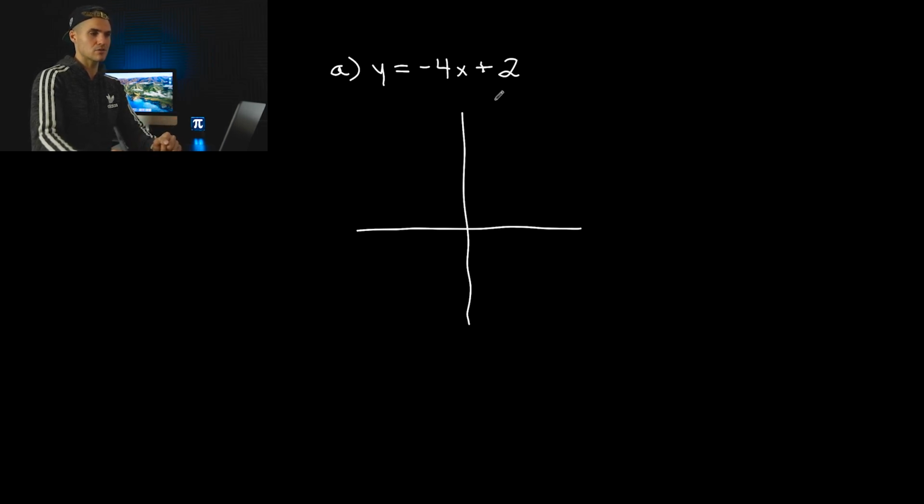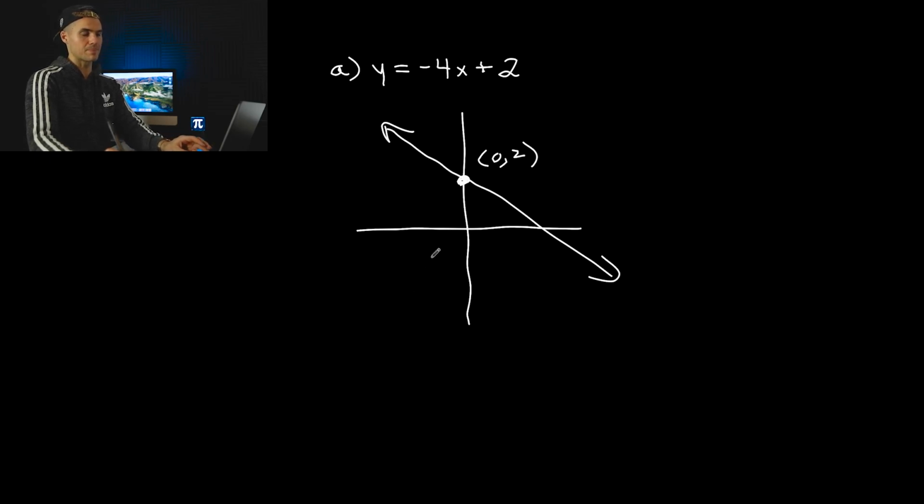So notice that the b value is 2, which is the y-intercept. So that's going to be here at (0, 2). And then notice that the slope is negative 4, meaning that it's sloping downwards like that. If this was positive 4, it would be going up like that. And just a basic sketch like this is enough for this kind of question, where we're just finding the domain and range, and stating whether it's a function or not.